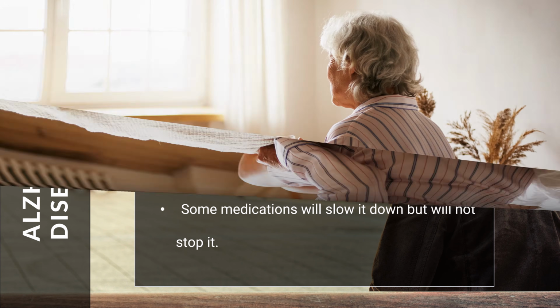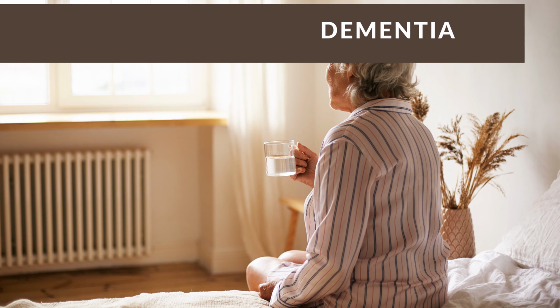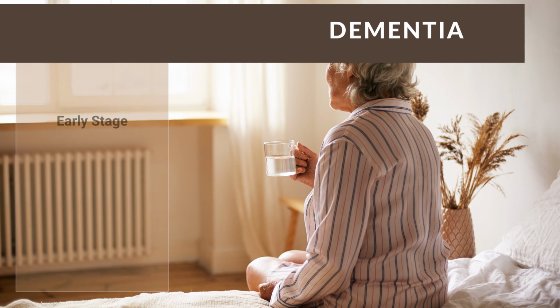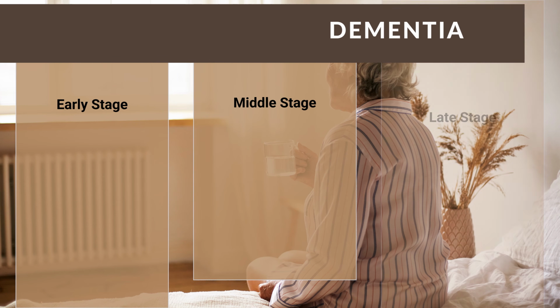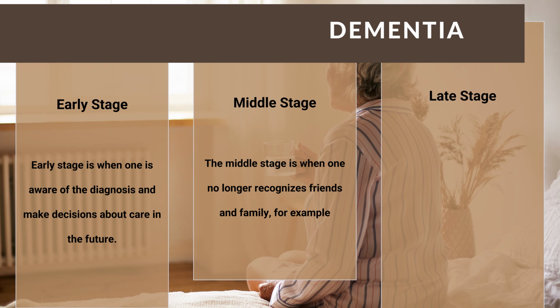All right, so now we talk about dementia. That was Alzheimer's. We have 3 stages of dementia: early, middle, and late. The early stage is when the person is aware of the diagnosis. And by you, I mean you as the caregiver, guys. You're aware of the diagnosis and make decisions about care in the future. The middle stage is when there's no longer recognition of friends and family. It's like, who are you? I'm not sure who you are.